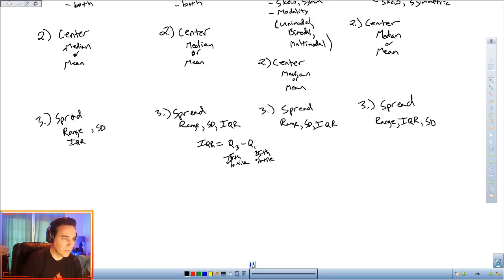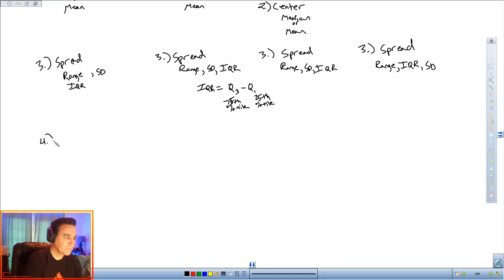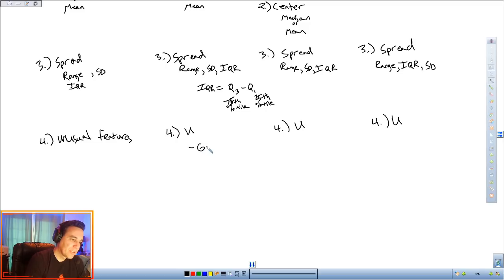The last thing is unusual features. So when I talk about unusual features, I'll just put unusual U. When we talk about unusual features, right, it could be gaps. Where are the gaps? Make sure you do the locations of your gaps, and or outliers.